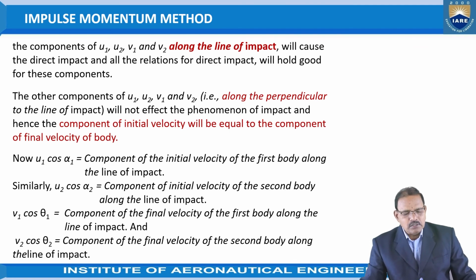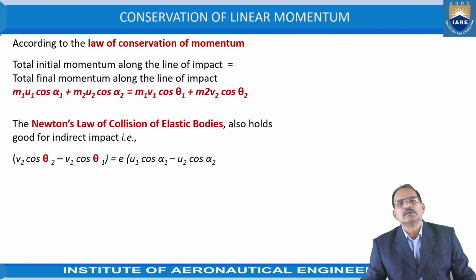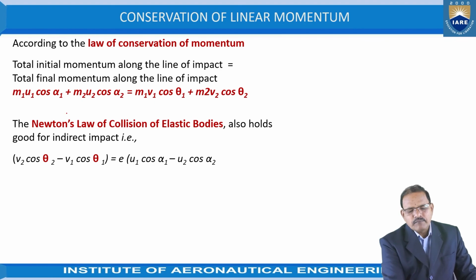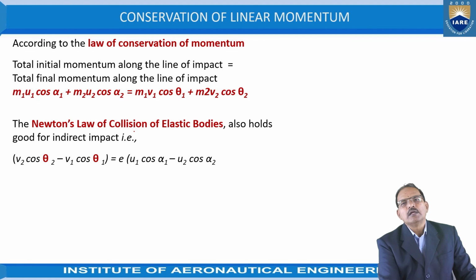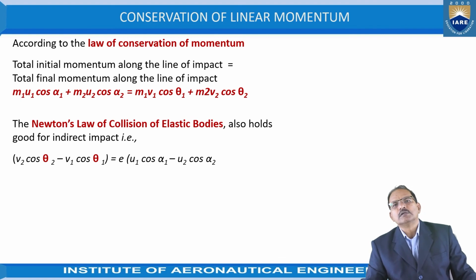So, in this case, according to the law of conservation of momentum, the momentum possessed by the bodies before the collisions in the direction of line of impact is given by m1 u1 cos alpha 1 for the first body, plus m2 u2 cos alpha 2 for the second body. It should be equal to m1 v1 cos theta 1 plus m2 v2 cos theta 2. And also Newton's law of collision of elastic bodies holds good for this one.